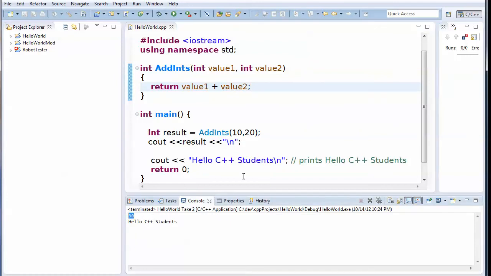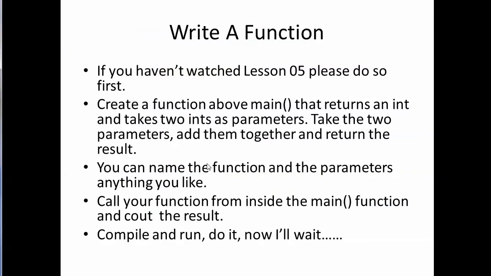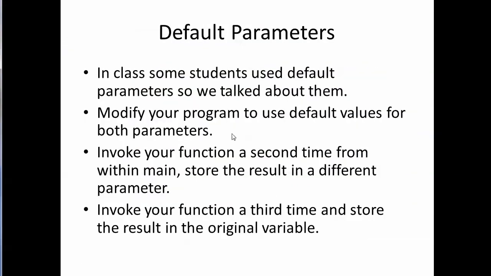That was the assignment. Now, when some students did this, they used default parameters. I didn't ask for that, but it was a good thing to do and a good thing to learn. So we're going to take a look at that. See if you can modify your program to use default parameters for the two integers that are passed in. Then invoke your function a second time from within main. Store that result in a different named variable. I shouldn't say parameter. Then invoke your function a third time and store the result in the original variable. Okay, so go try that. You can just pause this and reread this and then come back.